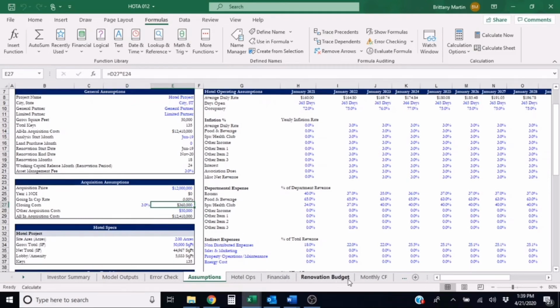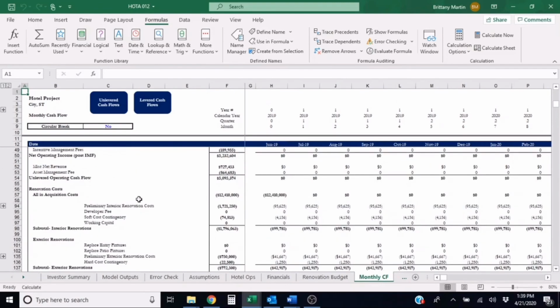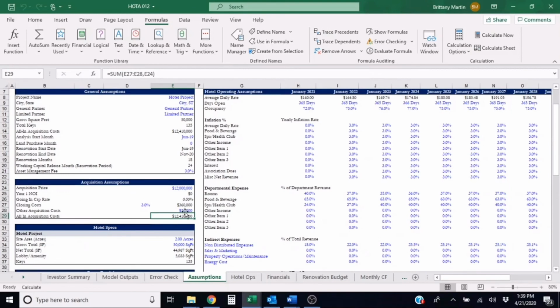If I go into the monthly cash flows, you'll see this 12,410 number, and if I go into the construction budget, you'll see that this all-in acquisition cost is happening in month 0. So all of this is upfront fees.